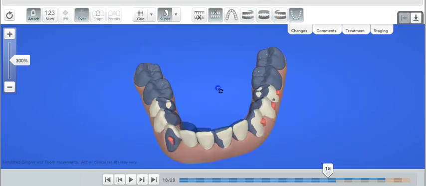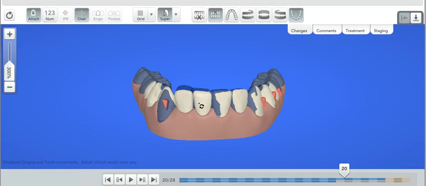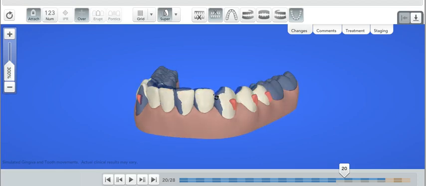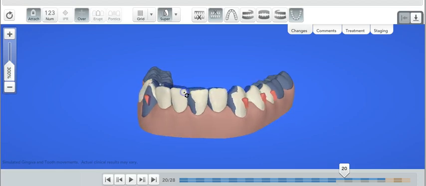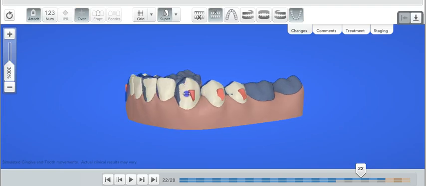At the same time, we have some challenges on the lower arch, since in this ClinCheck the lower anteriors were not intruded. In fact, the lower left lateral incisor is not intruded at all, and yet we wanted most of the overbite to be treated by lower incisor intrusion. So we will put much more intrusion into the lower anterior teeth, ask the technician to increase the intrusion of the lower incisors, and to support that intrusion we'll need some horizontal attachments.